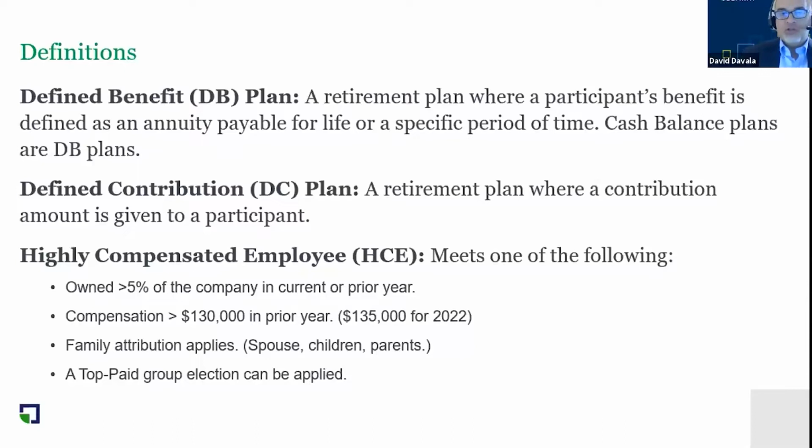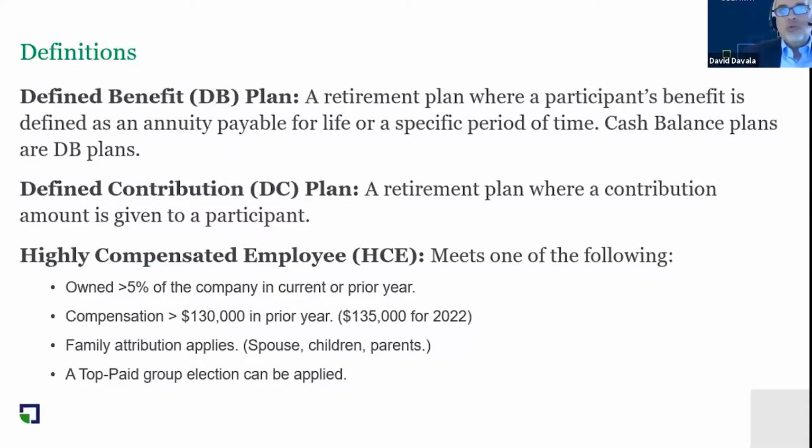The $130,000 is the 2021 threshold, and just last week the IRS released all the new various pension limits, and this will increase to $135,000 for 2022.